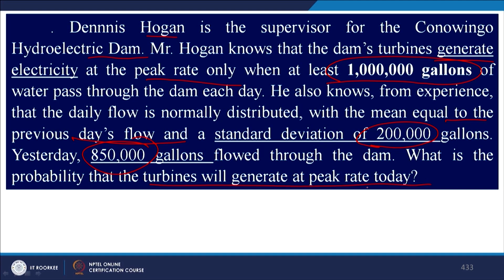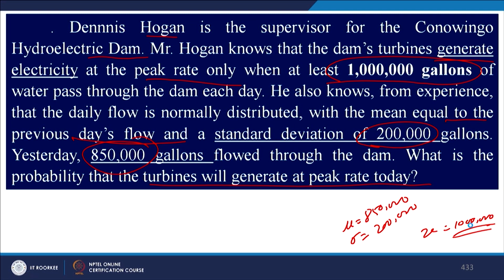So, what information have you been given? It is mu, right. What is mu? It is the mean of yesterday's flow, right. So, this 850,000, is it not? What about the standard deviation? It is 200,000, right. And what is the x value over here? It is just 1,000,000, right. So, x is equal to 1,000,000, right.